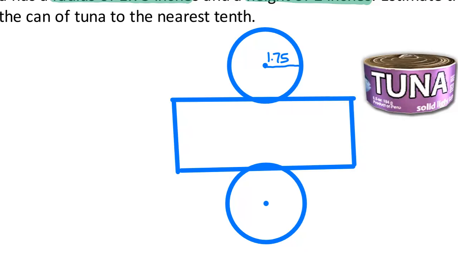And that's going to be the same for this circle. It's 1.75. So to find the area of the circle, it's just pi r squared, right? So to find this circle, it's going to be pi times 1.75 squared. This one's pi times 1.75 squared.